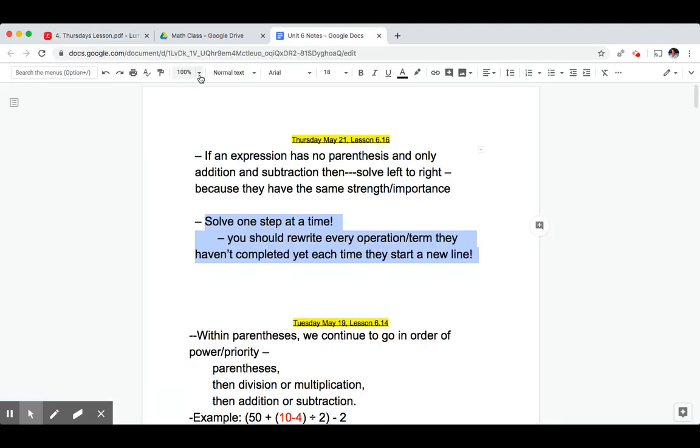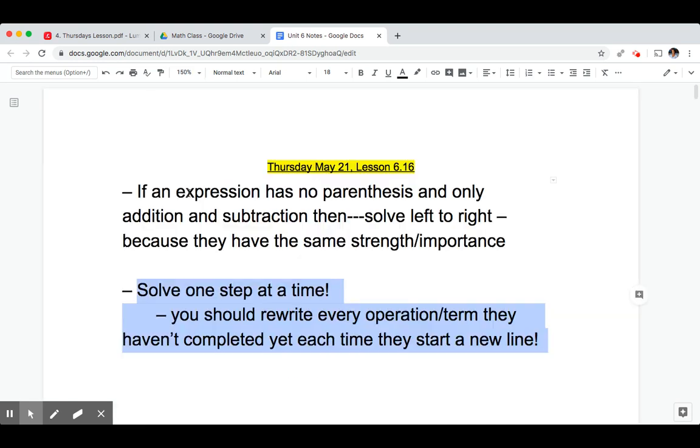Go ahead and jot down your notes and come back to the video when you're ready to do practice problems.